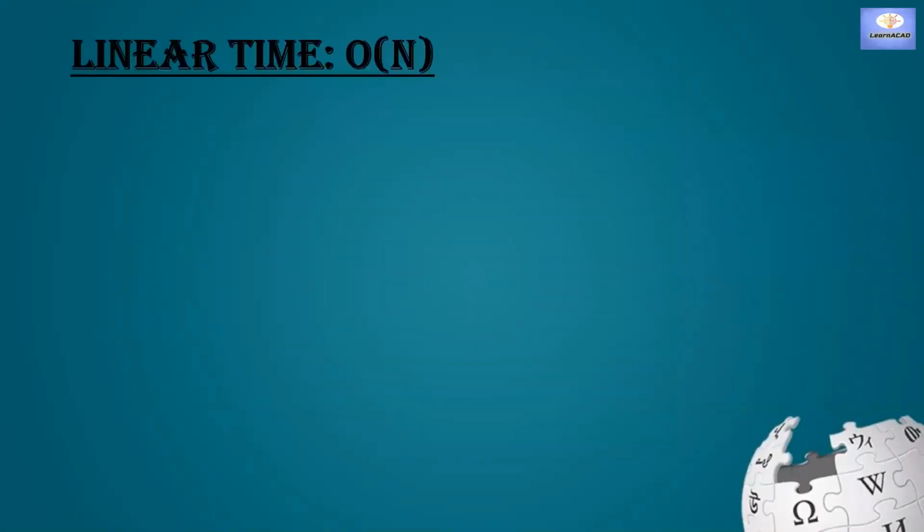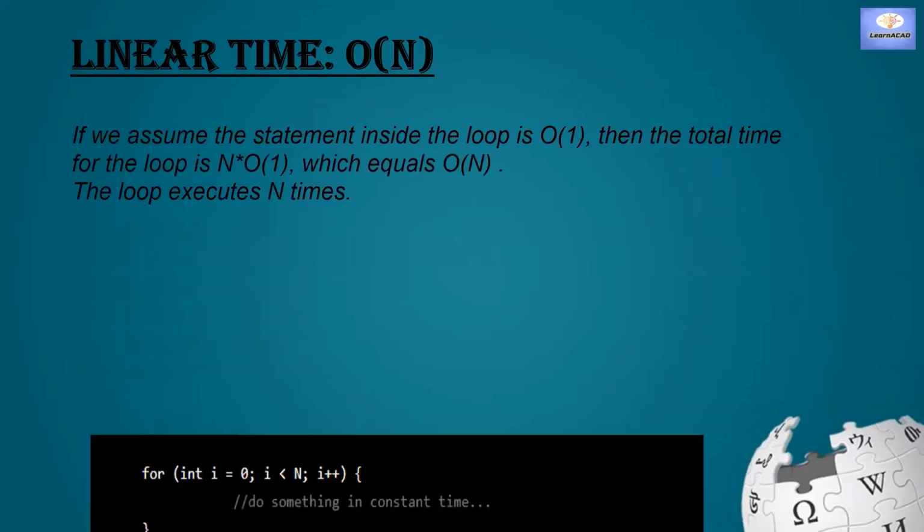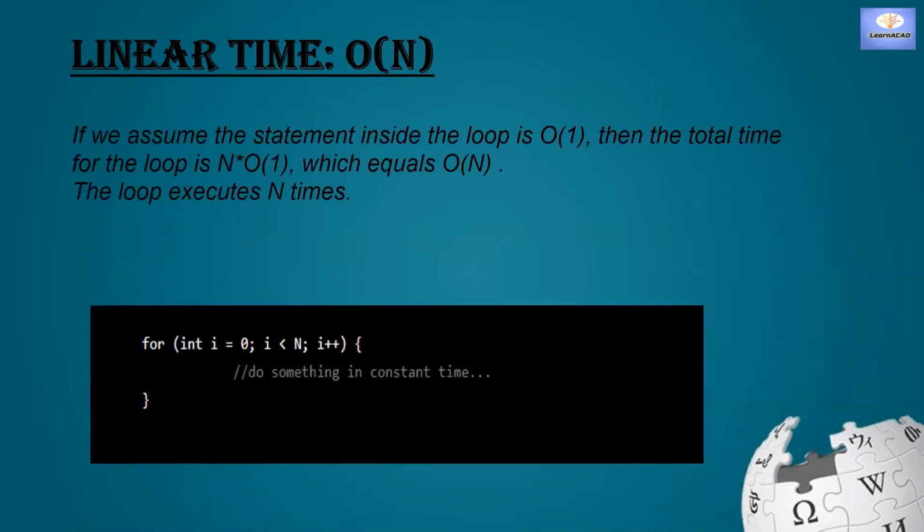The next one is linear time, which is big O of n. The loop executes n times. If we assume that the statement inside the loop is big O of 1, then the total time for the loop is n times big O of 1, which equals big O of n, and it is also known as linear time, as you can see in this example.